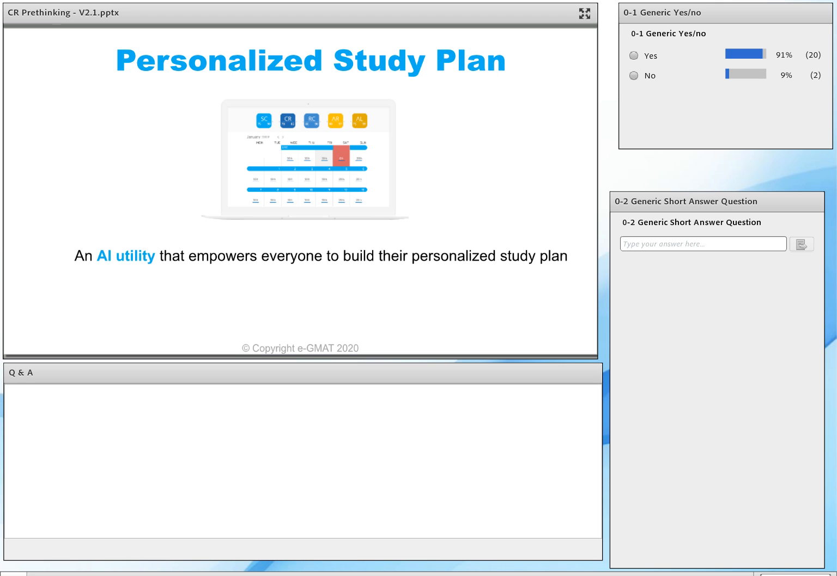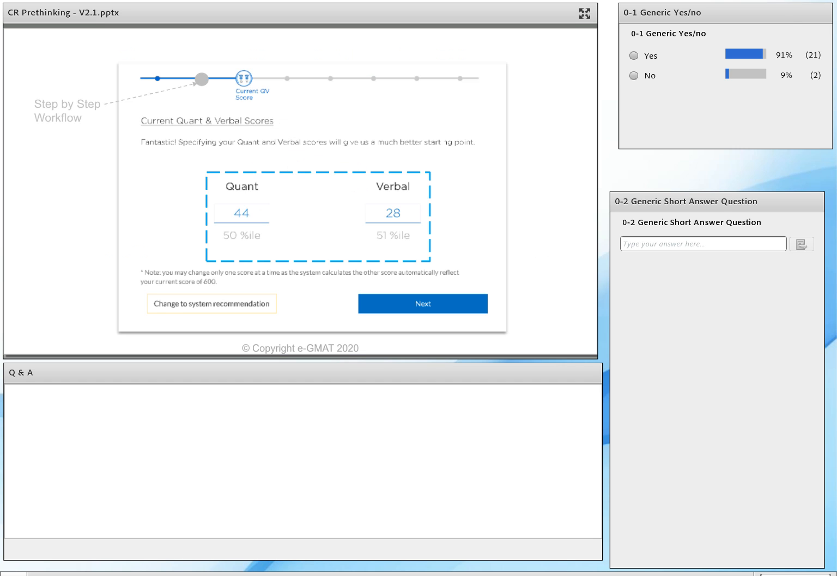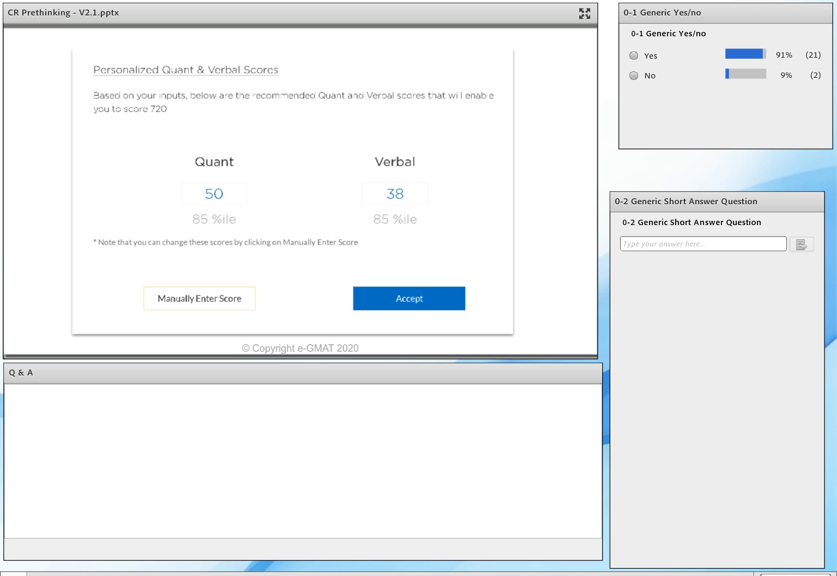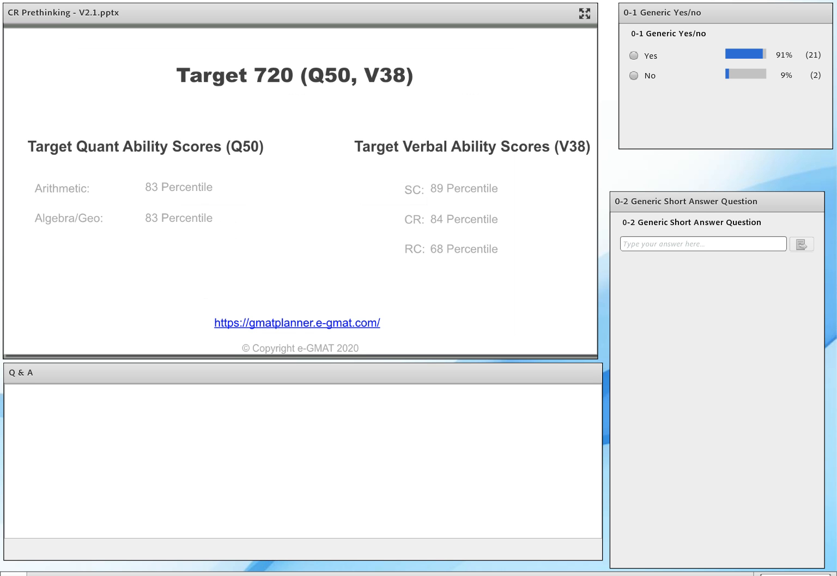So this is where we've looked at about 10,000 ESRs, compiled data from it. We've essentially built a neural network on top of it to tell you, if you have a certain starting ability and a certain target GMAT score, what target abilities should you aim for? What is that shortest distance? It takes your current quant and verbal scores, your current starting abilities, then tells you what your target quant and target verbal scores should be.